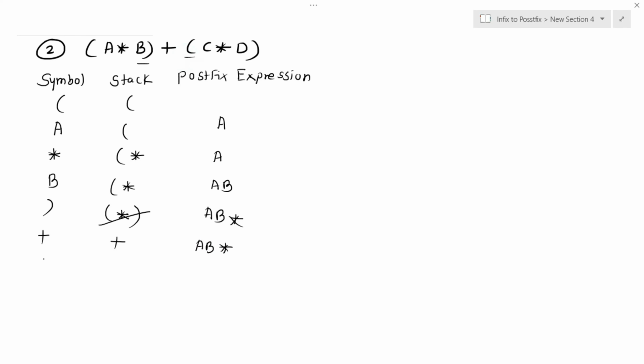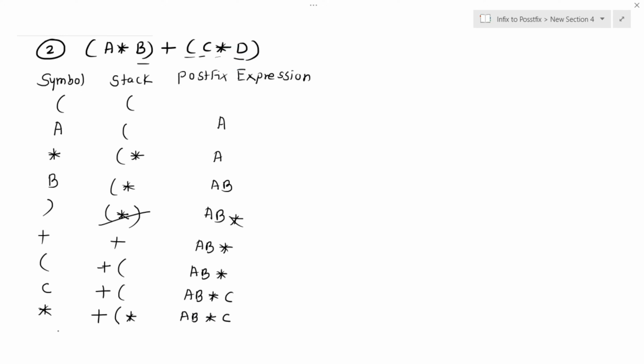Now again there is a left parenthesis. So left parenthesis directly goes into the stack because it is an operator. So here is already plus and left parenthesis, and here is AB multiplication. Now there is a C. C is an operand, so it goes to the postfix expression. Okay. Then comes the multiplication. So here is plus, left parenthesis, and then multiplication, and the postfix expression is AB multiplication C.